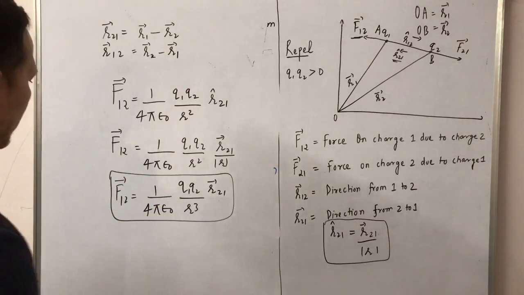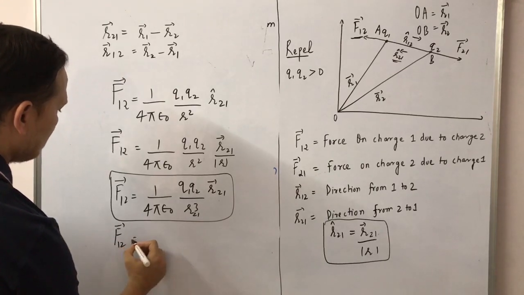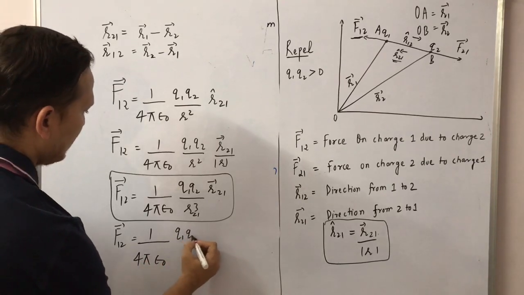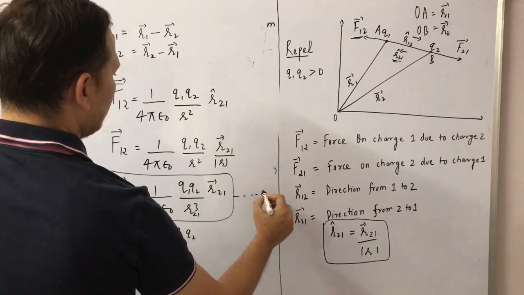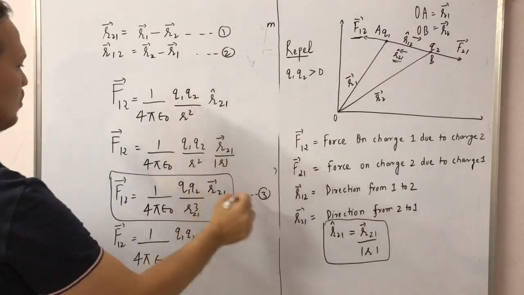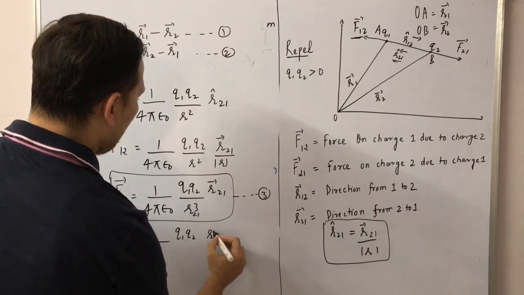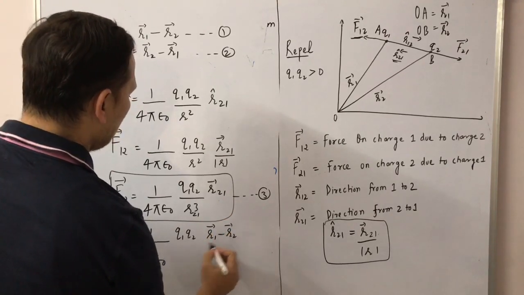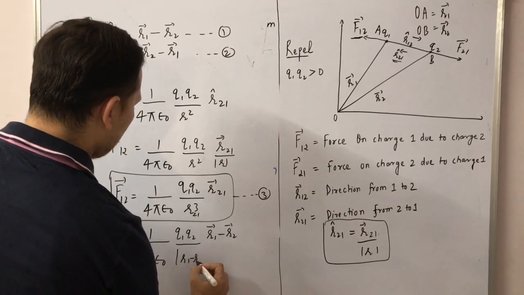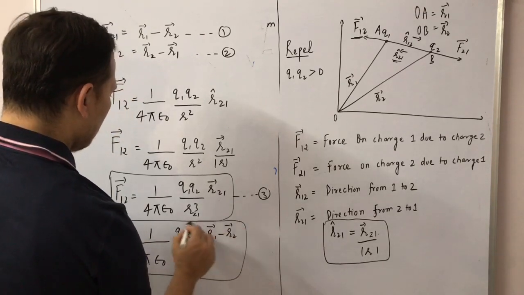So putting this in to get the exact formula, suppose this is equation 3, this is 1 and this is 2. Now putting 1 here in equation 3, instead of r21 we will write the r1 vector minus r2 upon the magnitude of this, that is r1 minus r2, the whole cube of this. Okay, so this is more specific.